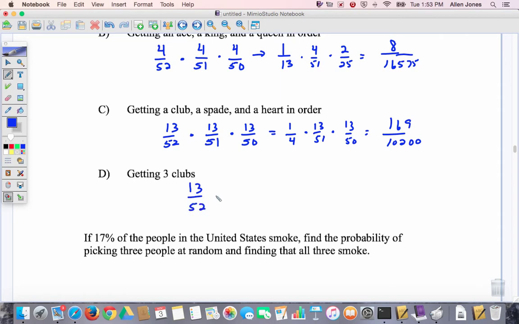One more time with our deck of cards, all 3 of those being clubs. 13 clubs out of 52 total cards. We pull out a club, so there are 12 left, 51 total cards, and then there are 11 left out of 50. We'll go a little different path here. I'm going to cancel, so I have a 1 and a 4. This will go with a 4 here, so I'll cancel that out. 12 and 4 can both be divided by 4. 4 divided by 4 is 1. 12 divided by 4 is 3. I'm going to go a step further there, then 3 and 51 become a 1 and a 17. And then I can multiply straight across. 1 times 1 times 11 is 11, and 50 times 17 is 850. So 11 out of 850 is our probability here.